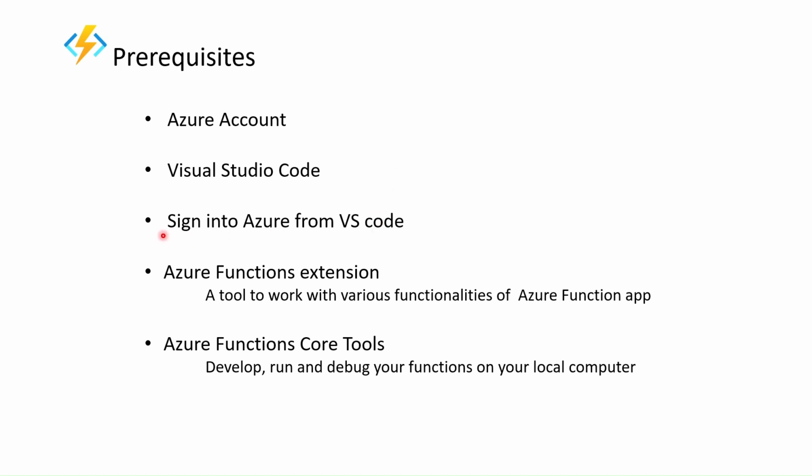Then, you need to sign into Azure Cloud from your VS Code. Then, you need to have the Azure Functions extension installed in your VS Code. This tool has various functionalities to work with the Azure Function app. Next, you need to have the Azure Functions Core Tools installed. This tool is to develop, run and debug your functions on the local computer. Now, let's go to VS Code and complete the prerequisites.